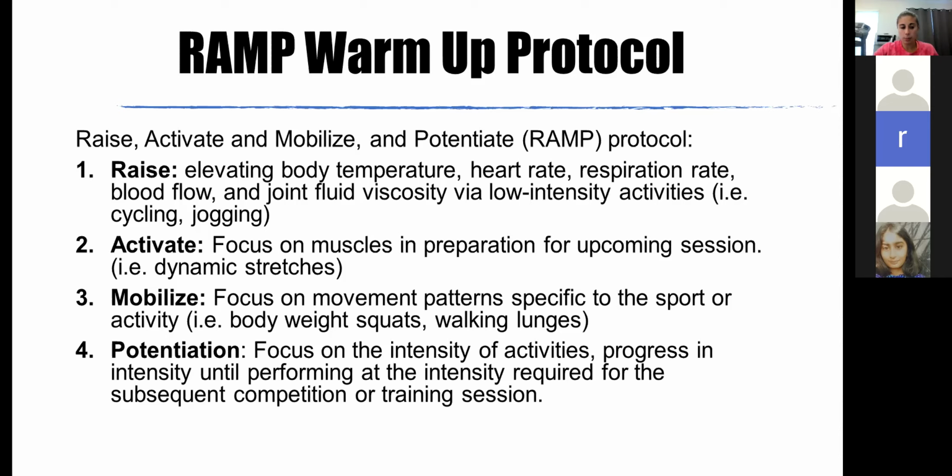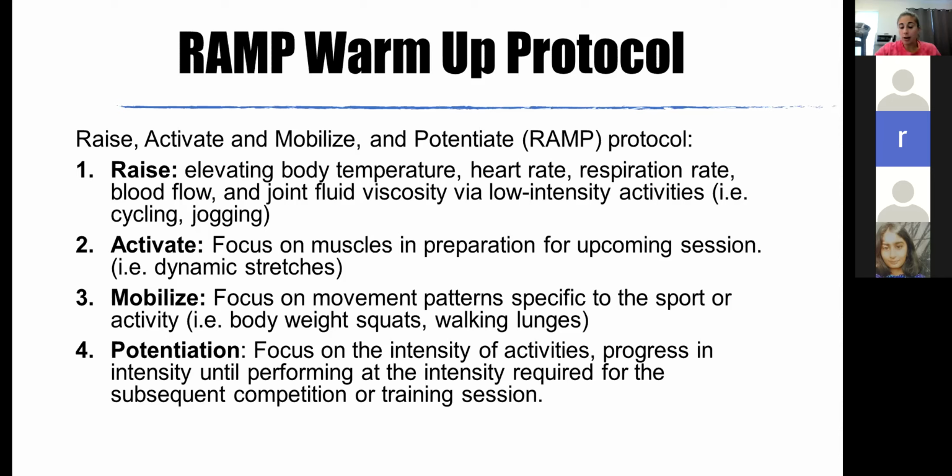So for the first component, which is raise, this is the general component, the general warm-up, where we're just working on getting the body temperature increased, increasing heart rate, your breathing is going to increase, getting more blood flow, getting your joints warmed up as well. So this is your general component. You're cycling, jogging, rowing, elliptical, walking, anything like that for 5 to 10 minutes, just to raise the body temperature. Okay, so that would be the first thing you probably want to include.